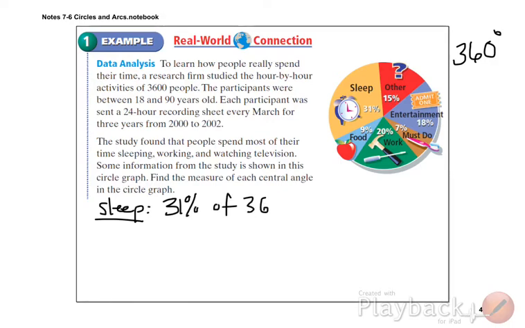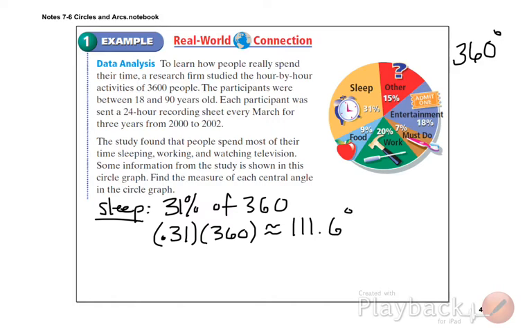of 360. To calculate 31% of 360, we take the decimal. The decimal point is right here, so I move it back 2 spots to the left. That's going to be 0.31, and we multiply that by 360. This gives us the measure of that central angle. Calculating 0.31 times 360, we get approximately 111.6 degrees.